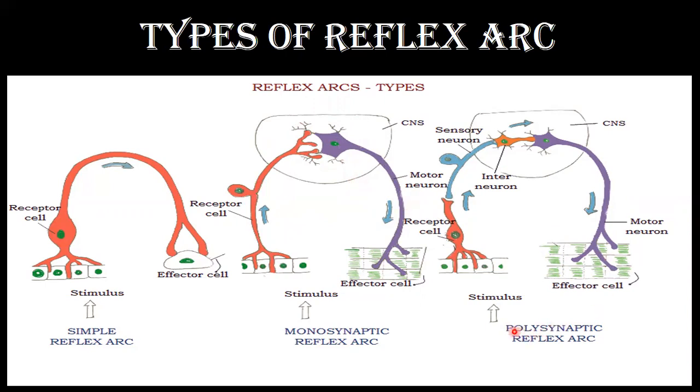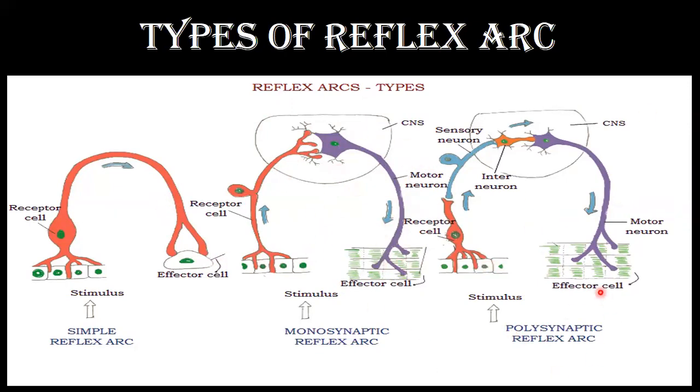Then there is another point: the monosynaptic reflex is basically concerned with our stretch reflexes, which we see in our deep reflexes part, like the knee jerk and jaw jerk types. As we say, there is one synapse and we have two neurons.